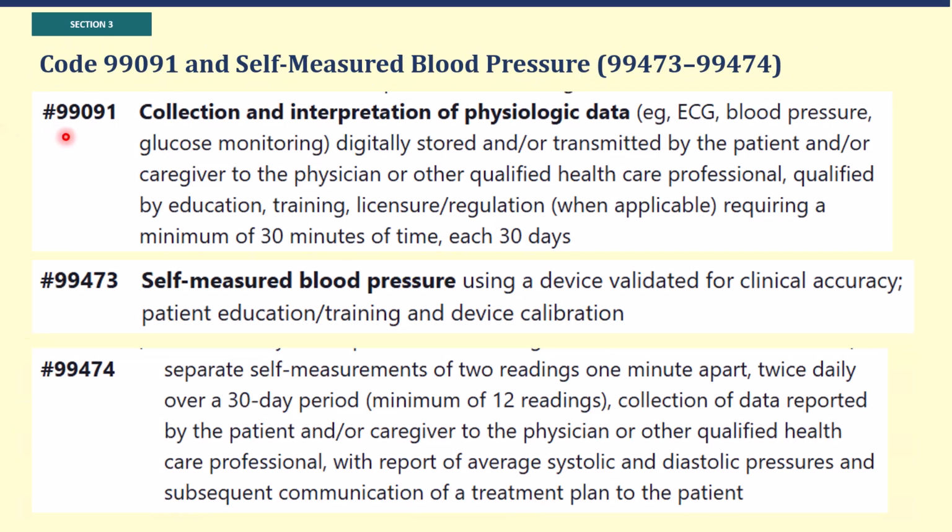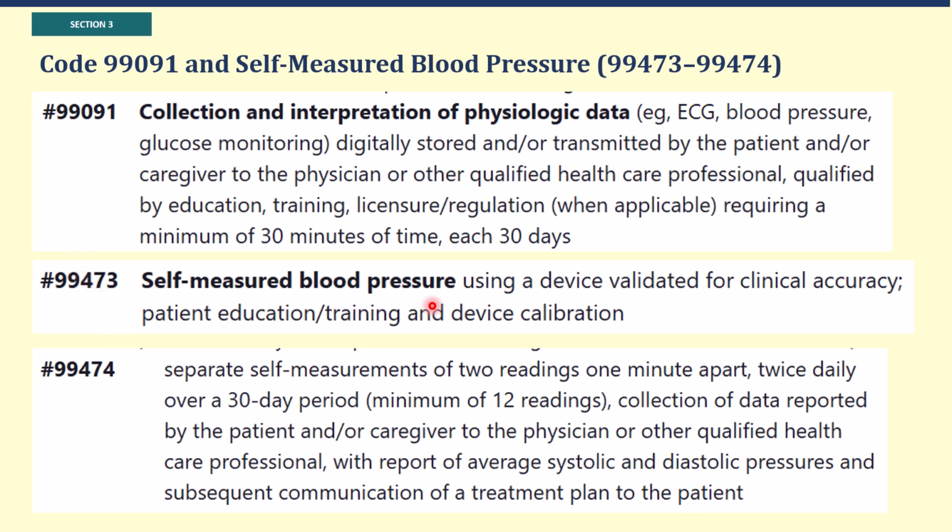So you can see the code descriptions here. 99091, collection and interpretation of physiologic data such as ECG, blood pressure, glucose monitoring, digitally stored or transmitted by a patient and or caregiver to a physician, other qualified healthcare professional, qualified by education, training, licensure or regulation, requiring a minimum of 30 minutes of time each 30 days.